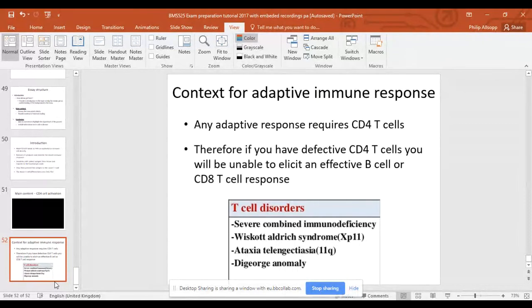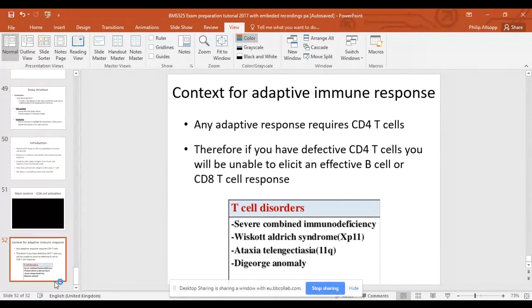For instance, a Th1 response is needed in order to activate CD8 T cells if it's a viral infection. A Th2 response is required to respond against extracellular pathogens such as bacteria, and they will provide help to B cells.